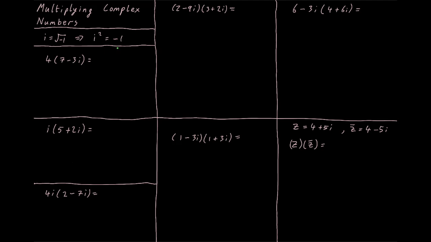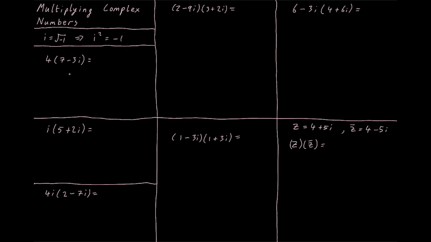Other than that, i will behave basically the same as any other letter that we use in algebra. But we need to keep an eye out for if we get an i squared or a power of i, and what consequences that's going to have because i squared is -1.